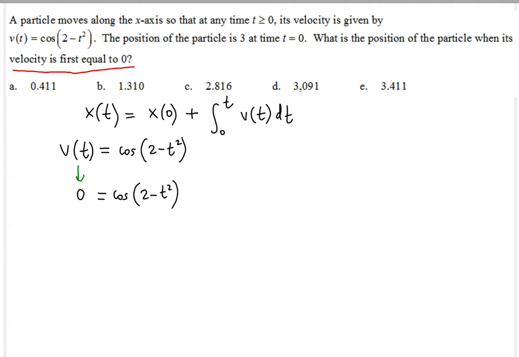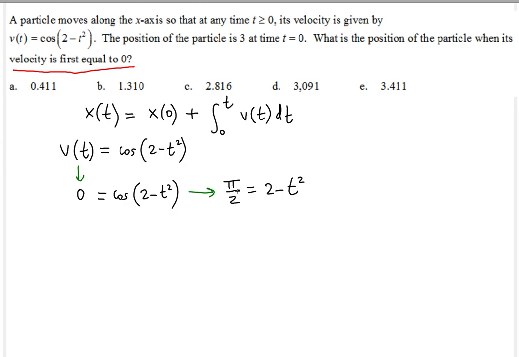Now notice that it calls for the cosine function to be 0, and we know cosine is 0 whenever the angle is pi over 2. So we set the angle inside the parentheses equal to pi over 2. Essentially, pi over 2 is equal to 2 minus t squared. Notice it says first equal to 0. That tells you not to use any other angles.